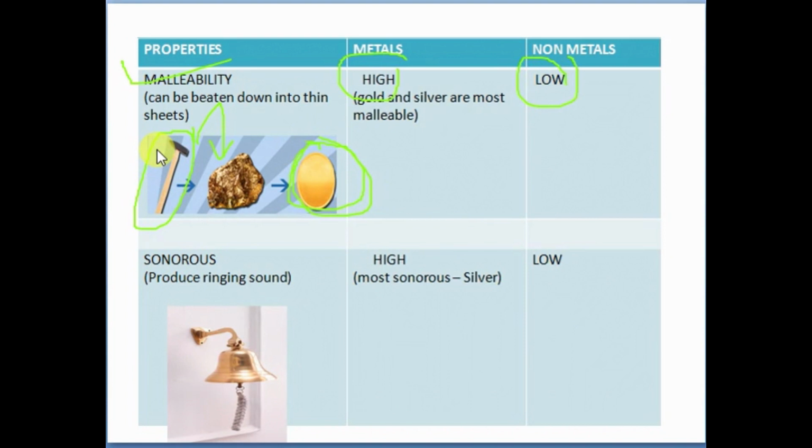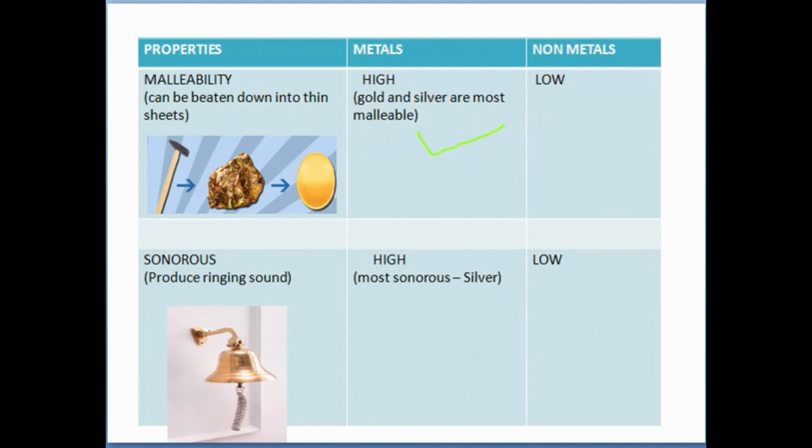Here what you all should know is that they can ask what is malleability, what is ductility. This can be a 1 mark question, so this is very important. Malleability means they can be beaten down into thin sheets. Ductility means they can be transformed into long wires. So you all should know this. Then in metals, gold and silver are most malleable.